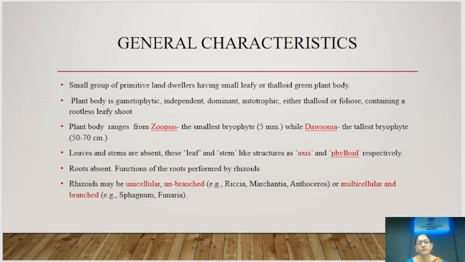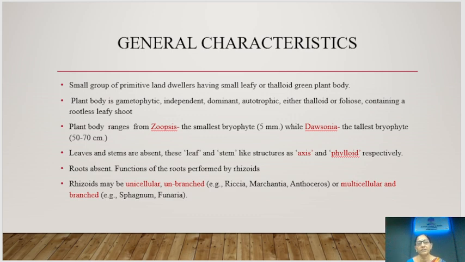Regarding the size of the bryophytes, they range from the smallest, being 5 mm, where the smallest is Zoopsis, to the tallest bryophyte, which is 52 centimeters and is known as Dawsonia.